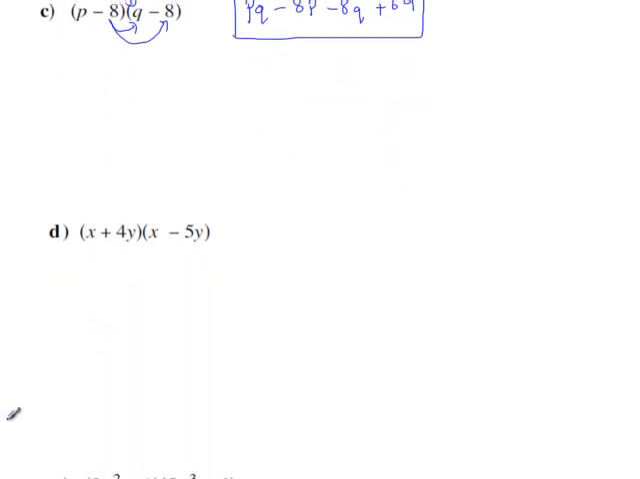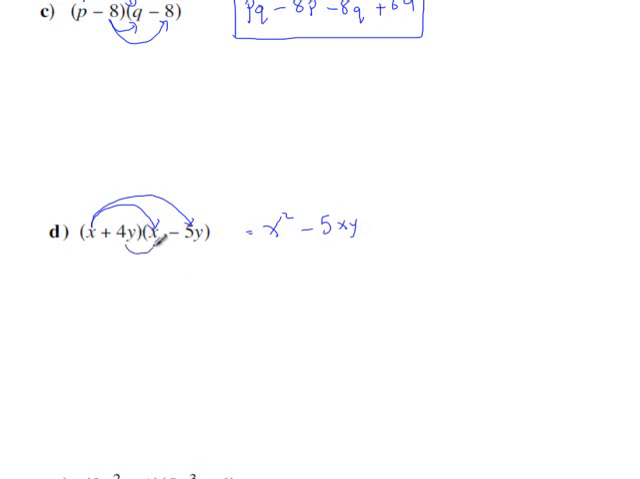Next one, same procedure all over again. So the x needs to be multiplied by both terms in the second bracket. The 4y needs to be multiplied by both terms in the second bracket. X times x gets you x squared. X times negative 5y is negative 5xy.